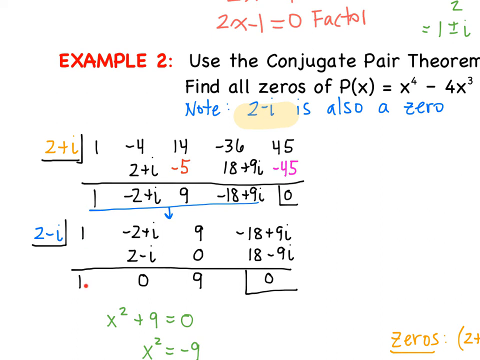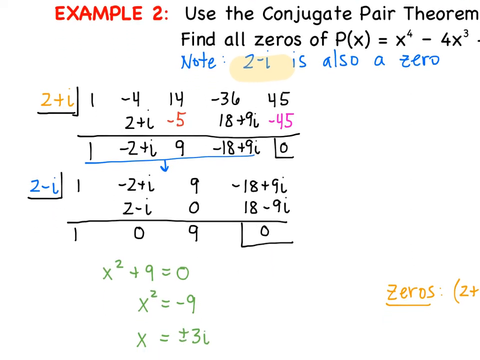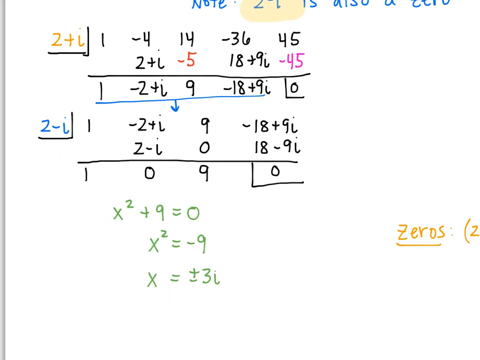We drop the 1, we multiply by 2 minus i, and we get 2 minus i. The nice thing is those cancel, so it's 0. We take 2 minus i, multiply it by 0, we still get 0. 9 plus 0 is 9, and now when we multiply 9 by 2 minus i, we get 18 minus 9i, and the good news is we get a remainder of 0. So we did this correctly. We've whittled it down to a quadratic, so we should be able to solve this from here.